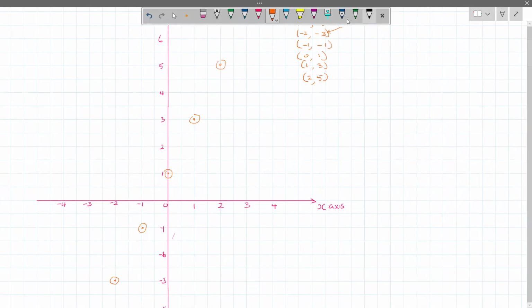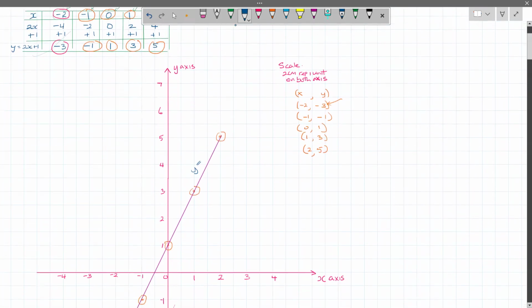Let's get a different color. And we could draw our line connecting all of these points. And we label the line. This is y is equal to, what was it? 2x plus 1.